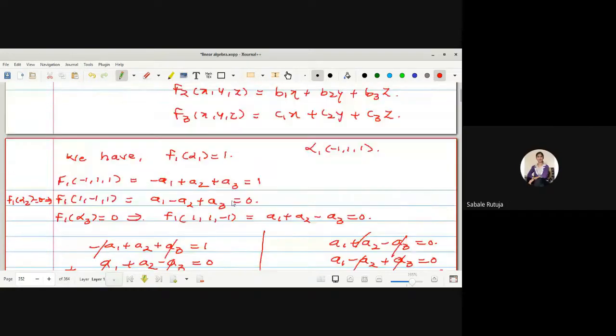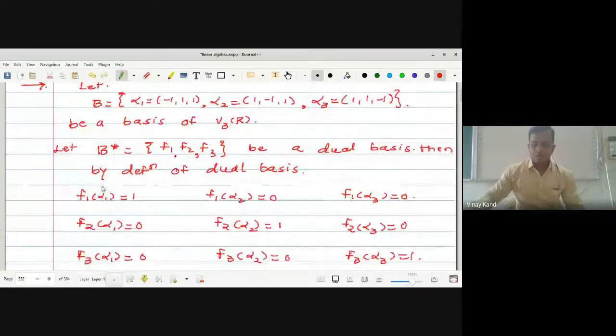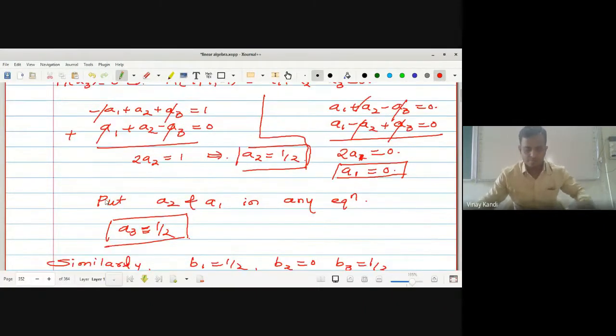No, sir. Okay, definition लक्षात ठेवा. Okay, so we will move towards the next theorem.